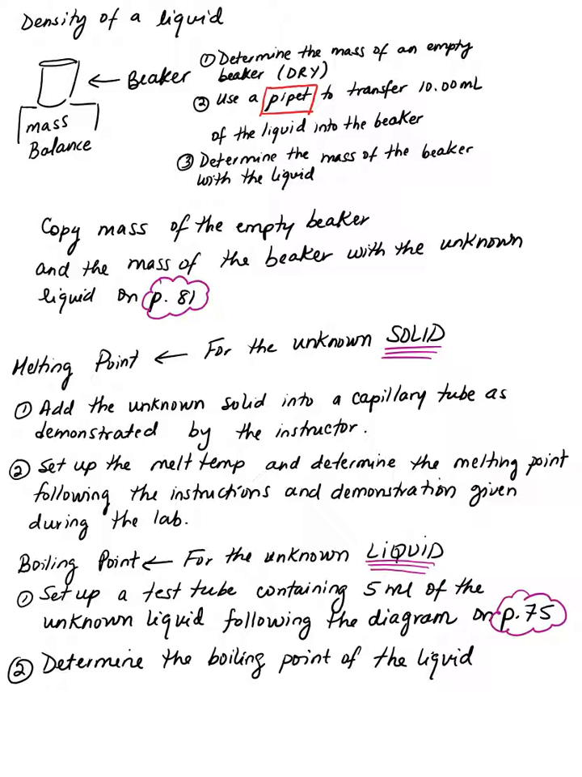So for your liquids, you will actually have a numerical value. For the solid, you have an estimated value, greater than or less than. Okay? But for the liquid, you are going to do the calculation to actually get the density value for your unknown liquid.